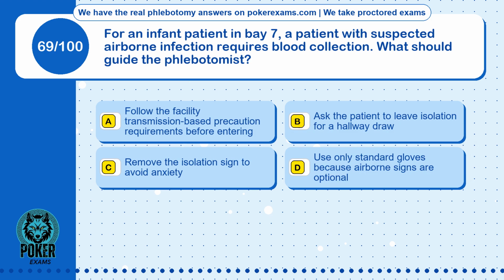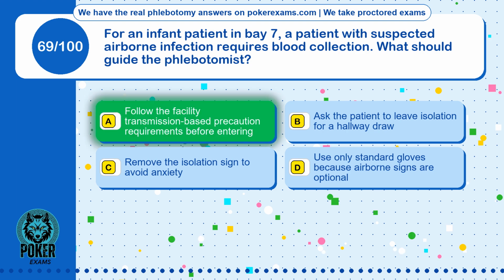Question 69. For an infant patient in Bay 7, a patient with suspected airborne infection requires blood collection. What should guide the phlebotomist? Option A. Follow the facility transmission-based precaution requirements before entering. Option B. Ask the patient to leave isolation for a hallway draw. Option C. Remove the isolation sign to avoid anxiety. Option D. Use only standard gloves because airborne signs are optional.